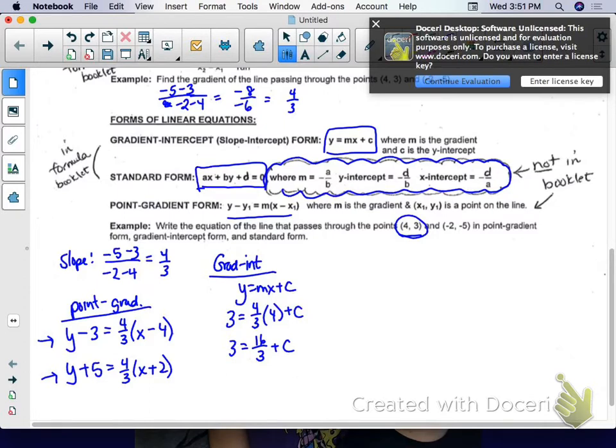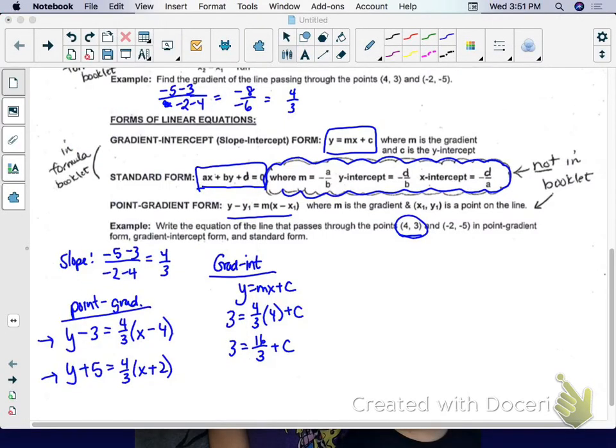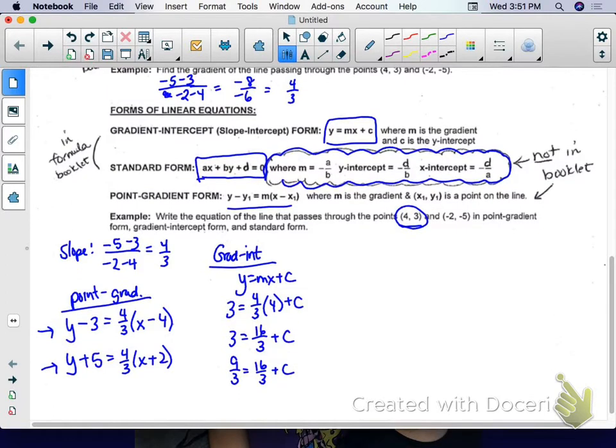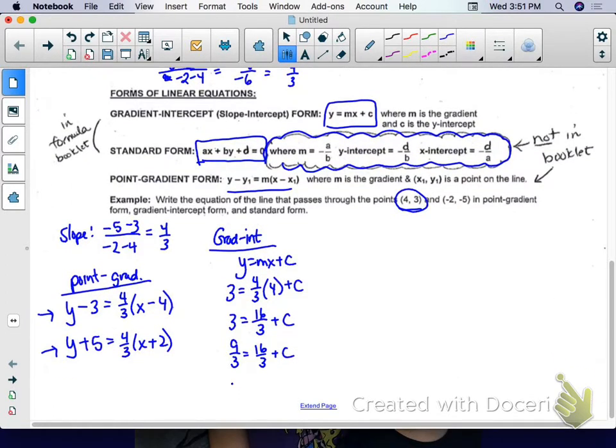I'm going to have to combine fractions here, so I'm going to make this 9 be 9/3. So I have common denominators. When I subtract 16/3 from both sides, I end up with negative 7/3 is equal to c. So my equation in this form would be y is equal to 4/3 x minus 7/3.